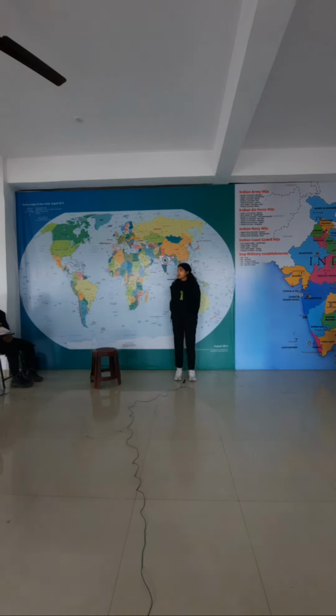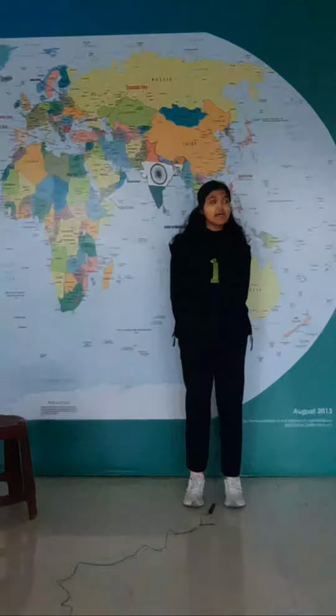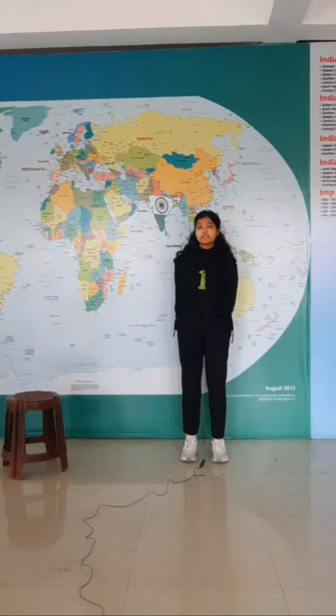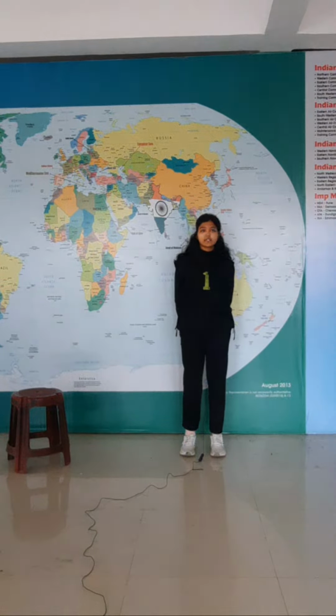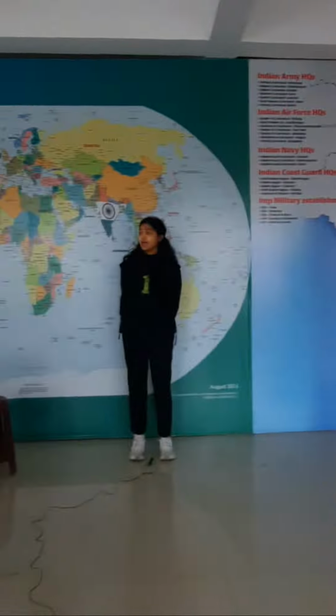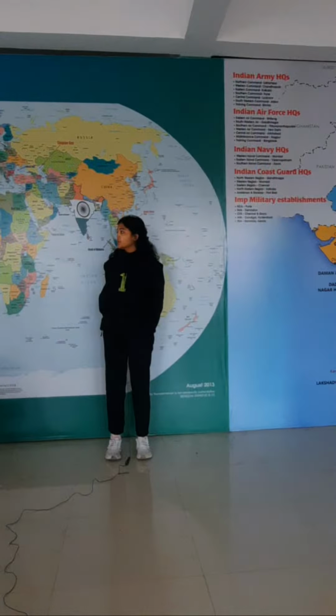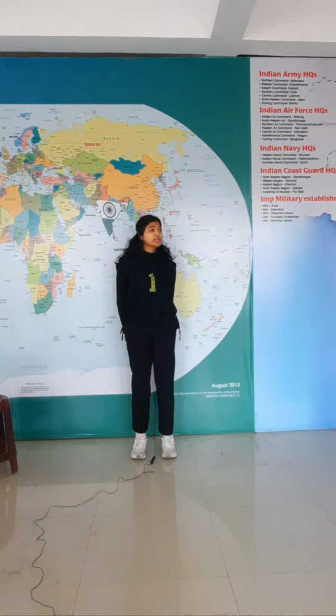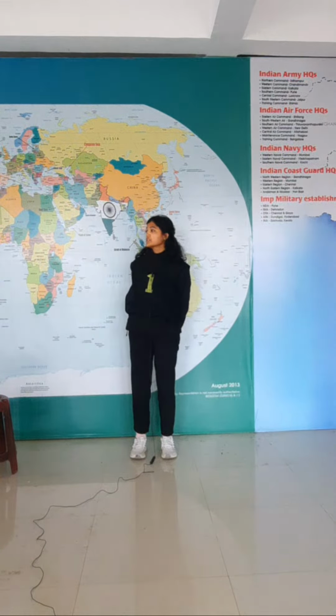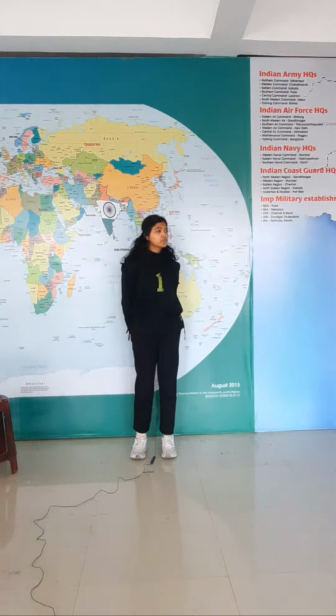Now the missiles are divided into different categories, starting from the cruise and the ballistic missile. The basic difference between them is that the ballistic missile has a projectile motion as far as its trajectory is concerned, and when we talk about cruise missiles, they are low-lying missiles which operate at a low altitude, due to which it is difficult for radar to intercept them, which is one of the key highlights of cruise missiles.